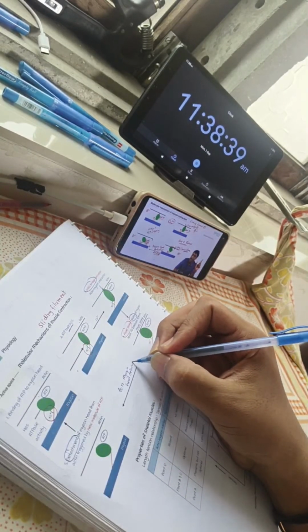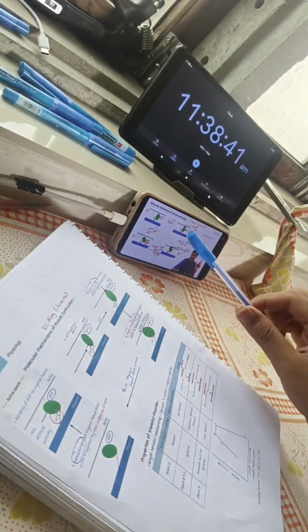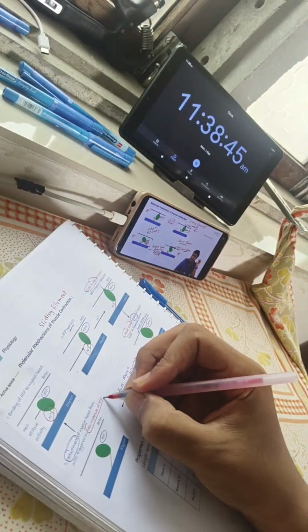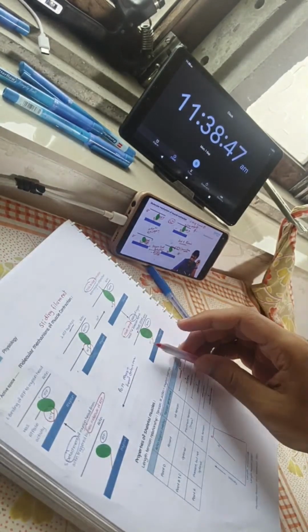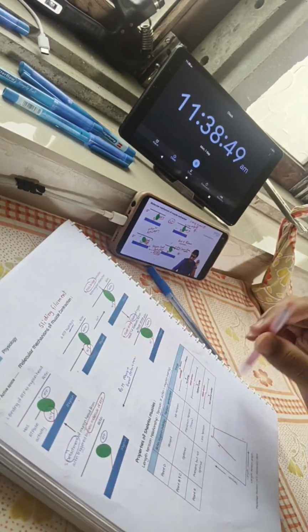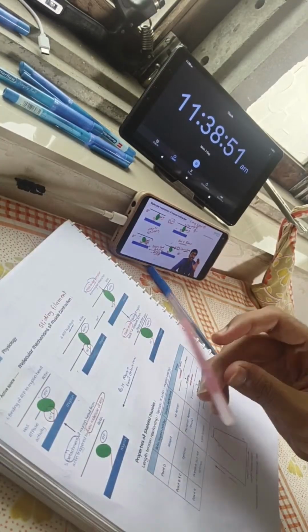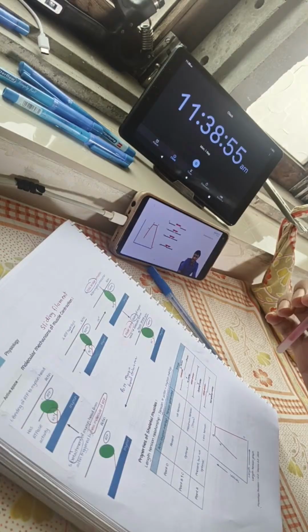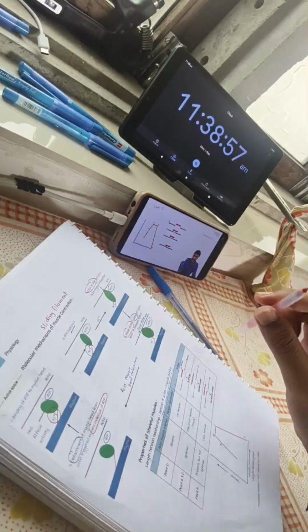When ATP comes and binds here, the entire cycle is repeated. It continues as long as ATP is available. So myosin head detachment requires a new molecule of ATP for the cycle to start again. This is our sliding filament theory. Now we are going to understand a few properties of skeletal muscle. The first one is obviously the relationship between length and tension.